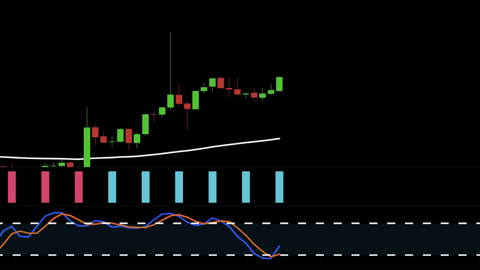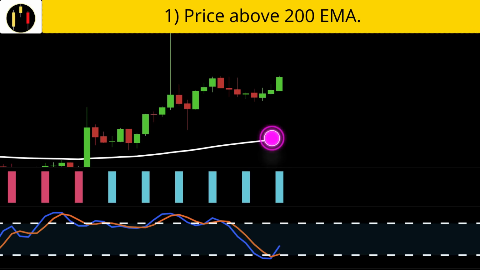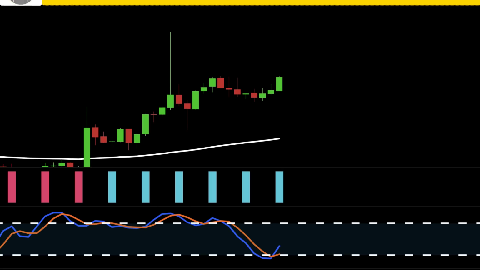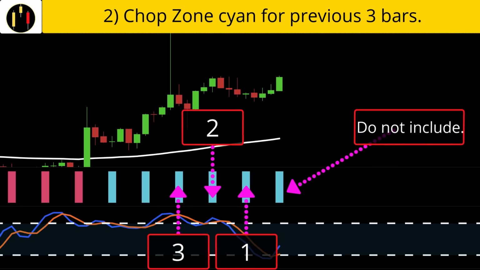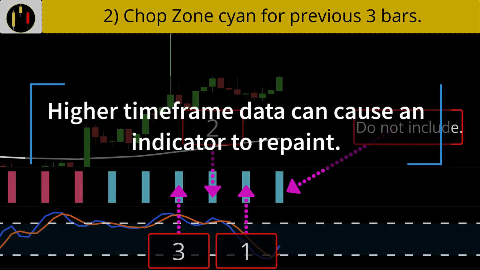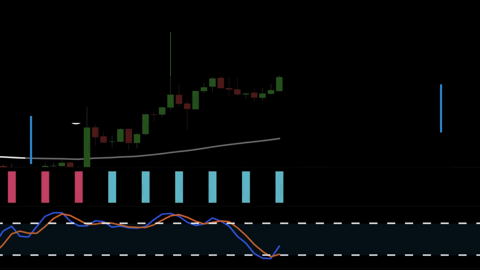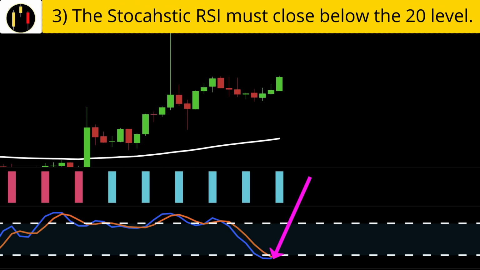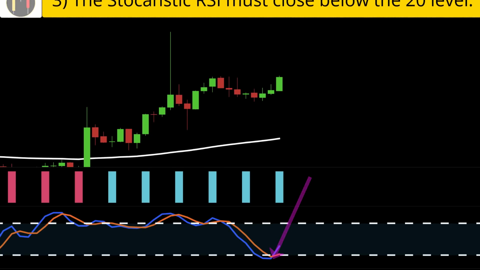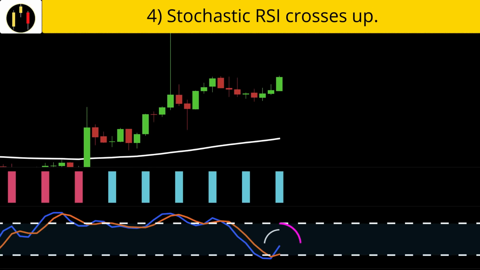The rules to enter a long on chopping broccoli are: first, price must close above the 200 exponential moving average in white. Second, the chop zone indicator must be cyan in color for the previous 3 bars. We do not count the current bar to avoid repainting due to higher time frame resolution. Third, both lines of the stochastic RSI must close below the 20 level. Finally, the stochastic RSI must cross up.